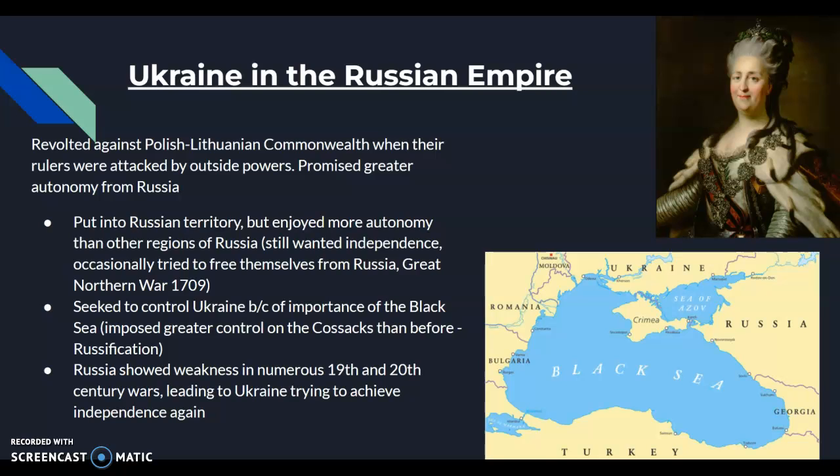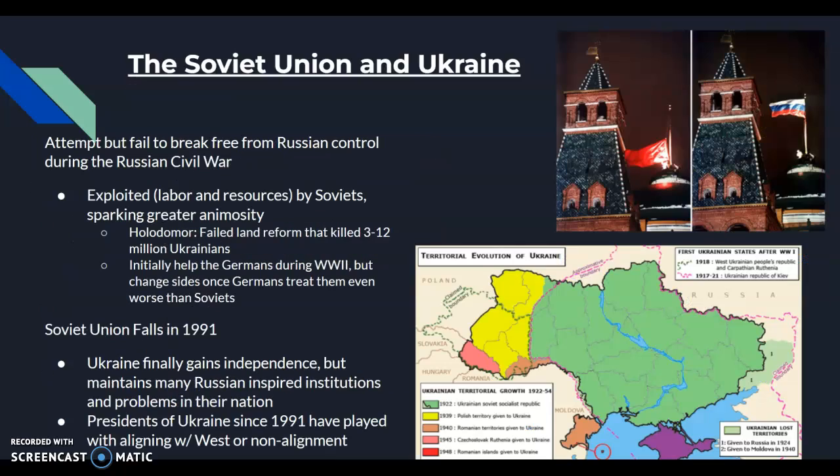And Ukraine very badly wanted to break away from the Russians as they were experiencing very harsh rule under the Russian Empire. And Russia eventually showed some weakness in 19th and 20th century wars, such as the Crimean War, but more importantly, World War I, which led to another bid by Ukraine for independence at the end of World War I. You see that Ukraine tries to break free from Russian control during the Russian Civil War.